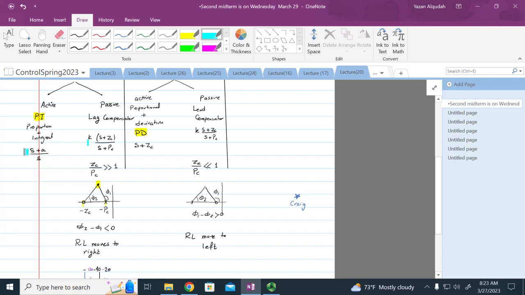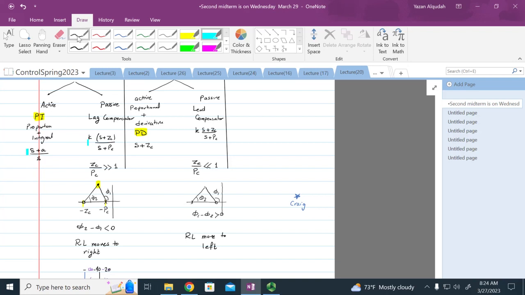For both of them, the pole is closer to the j omega axis than the zero. Here, it so happened to be at 0. So here I have a pole and a zero, and here I have a pole and a zero. If I make the pole equal to 0, moving this to the right, then it becomes the PI compensator. Both of them are going to contribute an angle that is negative.